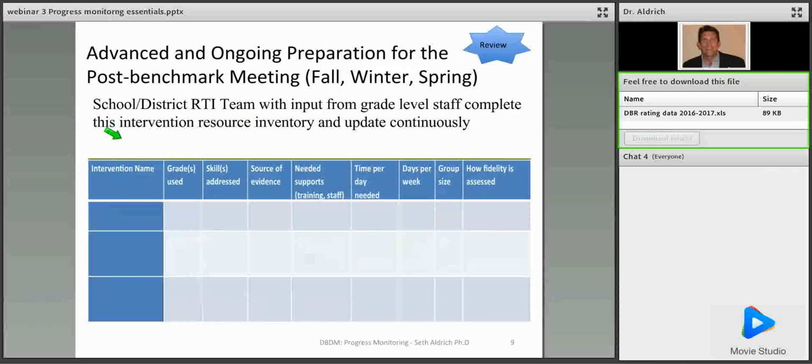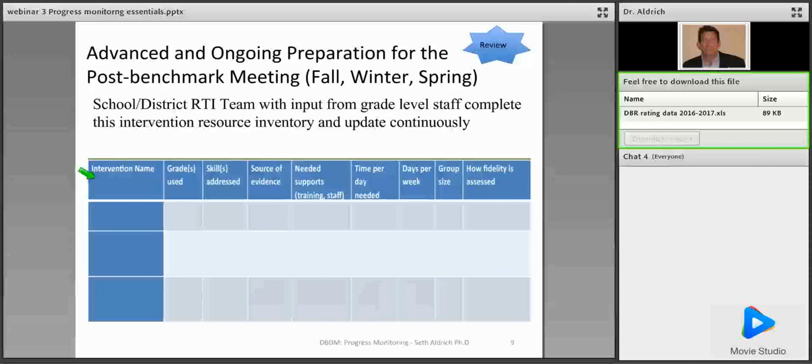Having an intervention inventory, this is a review slide. I've gone over this pretty extensively in the other webinars, but it is crucial. If we're doing progress monitoring, we really have to know what we're monitoring. We have to know what the intervention is targeted to address, and your progress monitoring system has to map onto that instructional approach or that intervention approach. So it's really important.